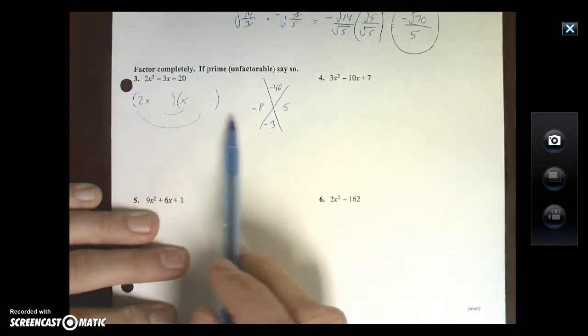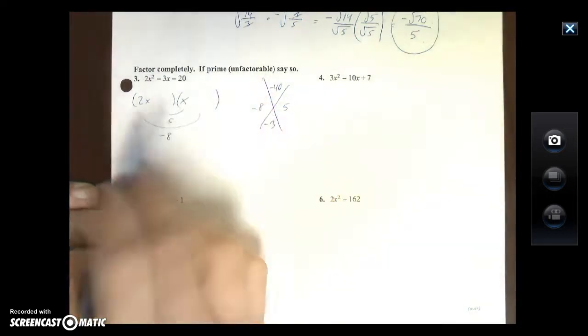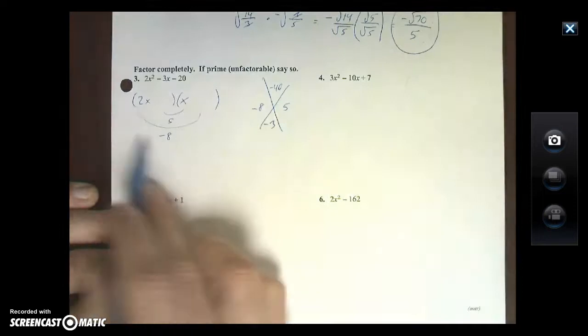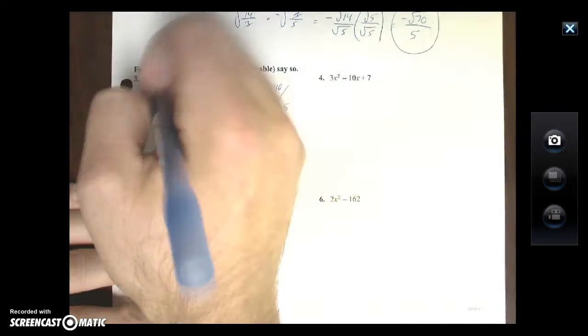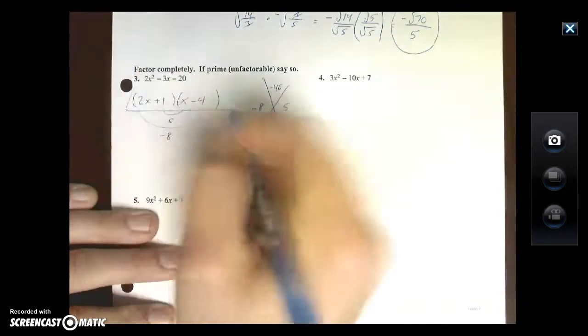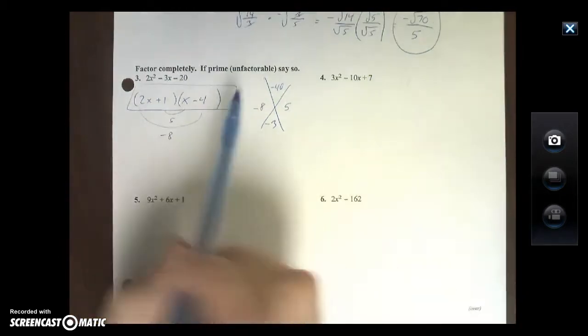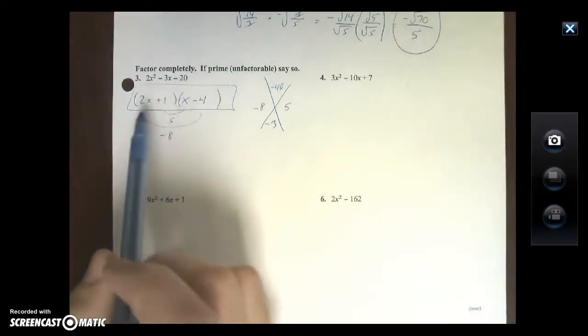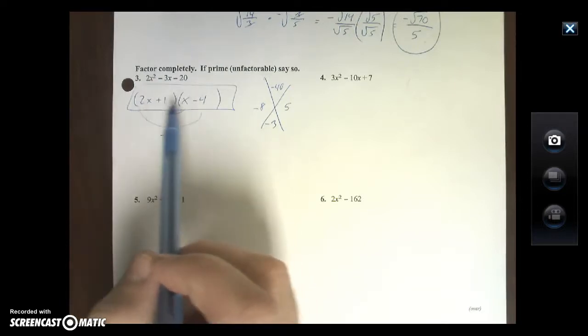Can 2 go into negative 8, or can 2 go into 5? 2 can go into negative 8. How many times? Negative 4 times. What times 1 gives you 5? Just 1. Boom. Okay? All works out. You guys do know you can always check yourself by foiling. 2x times x is 2x squared. 2x times negative 4 is negative 8x.